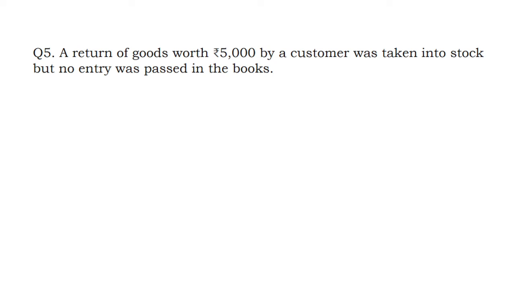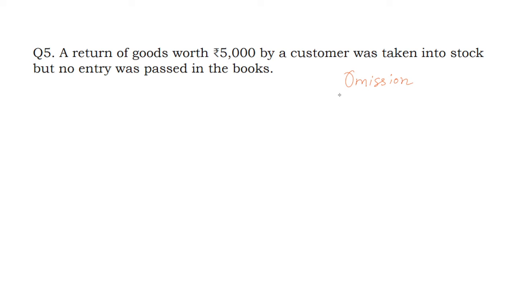A return of goods worth rupees 5,000 by a customer was taken into stock, but no entry was passed in the books. So simply no entry was passed in the books. That means what? No entry was passed means it is a case of what? Errors of commission or errors of omission. So it is a case of omission.